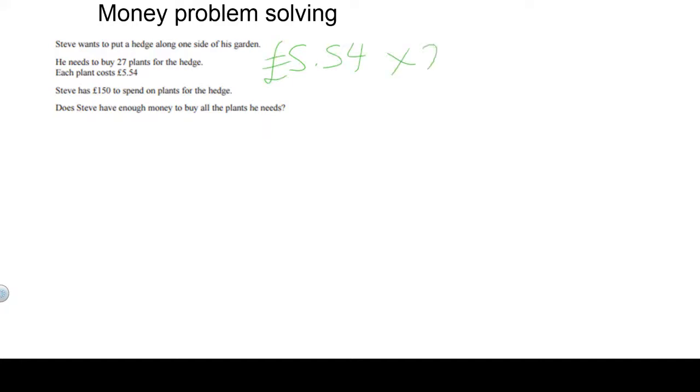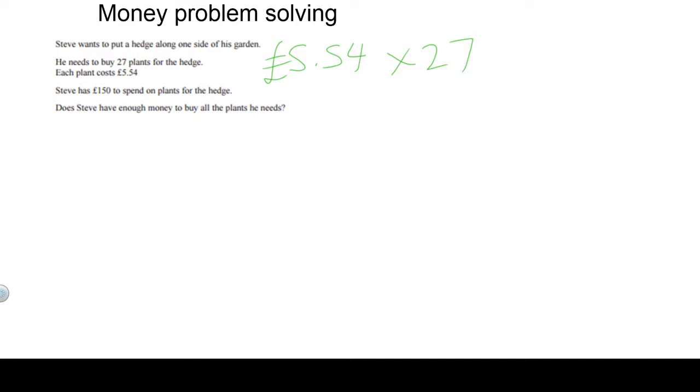multiplied by 27. But remember this, if this was a calculator question, you still have to show what kind of maths that you're doing. You'd have to still write down £5.54 times 27. You put that in the calculator and then obviously write the answer down. This being non-calculator, what I'm going to do is do the full working out.